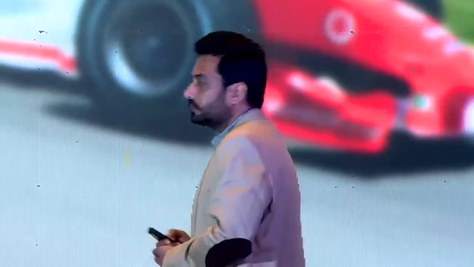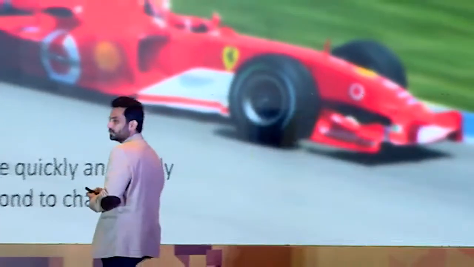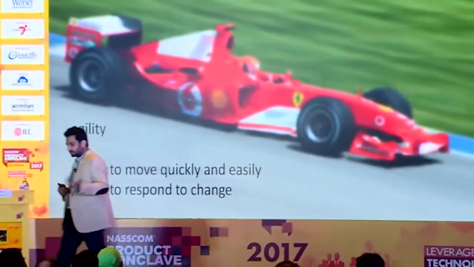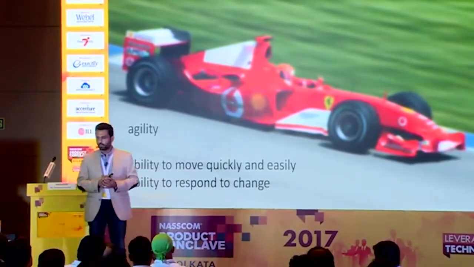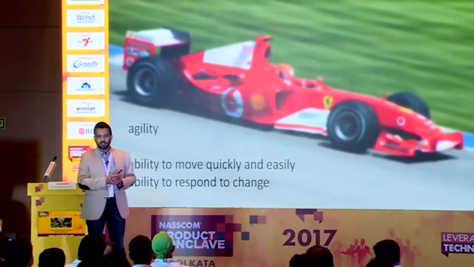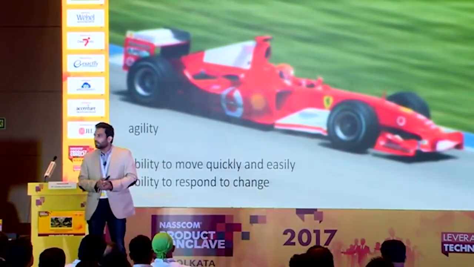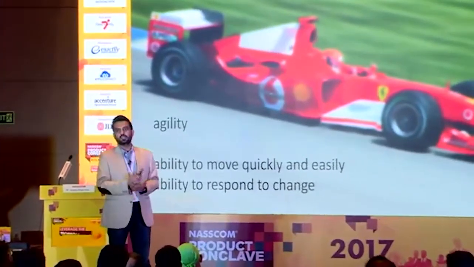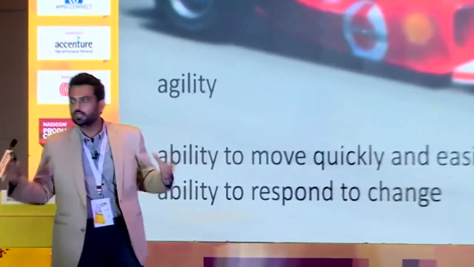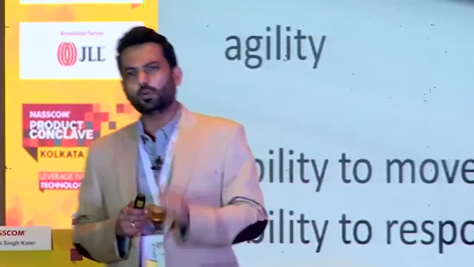So what is agility? There is a definition: the ability to move quickly and easily, the ability to respond to change. If you understand races, it is not only about the car or only the driver. It is the team behind making it so fast. What happens in the pit stop? How tires get changed, when to change the tire. So many things make it agile. But it is not only about speed. Generally it comes to mind that it is about speed, that we are fast, flexible, responsive.